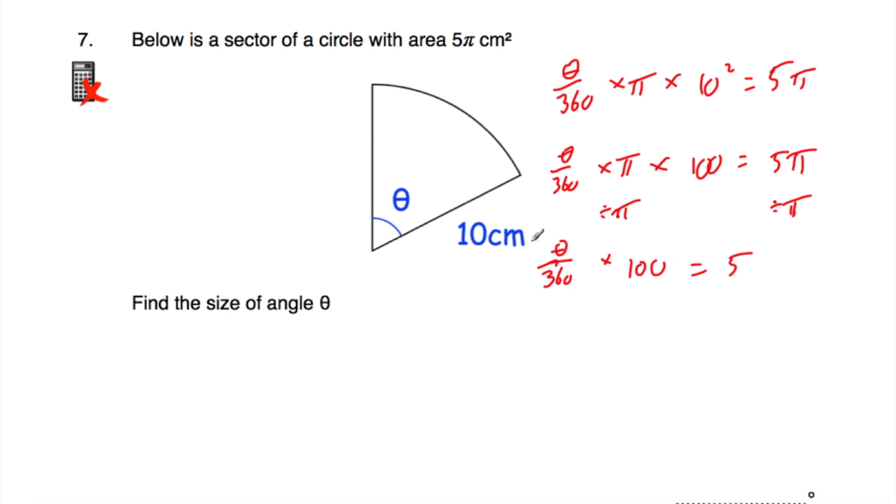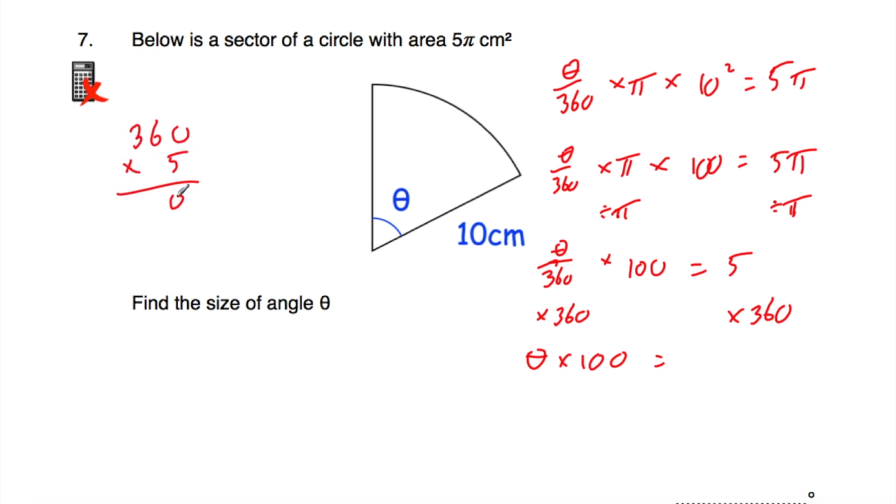Now we want to work out what beta is. So what I'm going to do is multiply both sides by 360 to get rid of this divide by 360. So multiply by 360 and multiply by 360. So on the left hand side, we multiply by 360 to get rid of the divide by 360. So we're just going to be left with beta. So beta multiplied by 100 is equal to, and now we need to work out what 5 times 360 is. So 360 multiplied by 5.